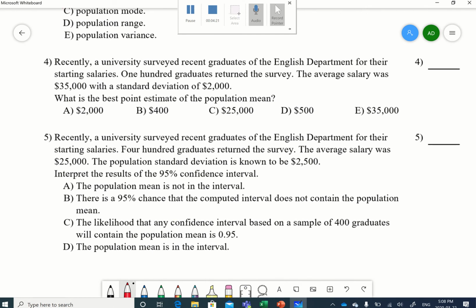And number 4, 100 graduates returned the survey. The average salary was 35,000 with a standard deviation. So this is the sample mean salary. This is the sample standard deviation, S, and 100 is the sample size. What's the best point estimate of the population mean? If it's the population mean, it has to be the corresponding sample value, the sample mean, 35,000.